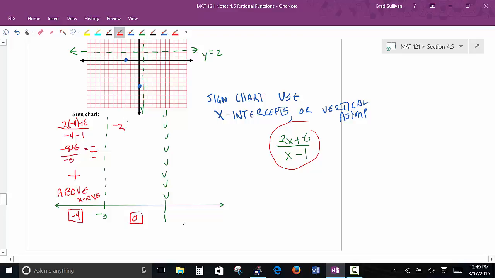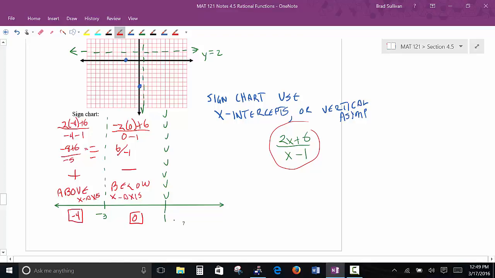So we're going to go -2 times 0 plus 6 over 0 minus 1. The numerator is 6. The denominator is -1. Is that negative or positive? That's all you care about. That means that the graph is below the x-axis. That's what that tells you. So when we do our graph, you'll see that. It'll be very clear to you, I think.